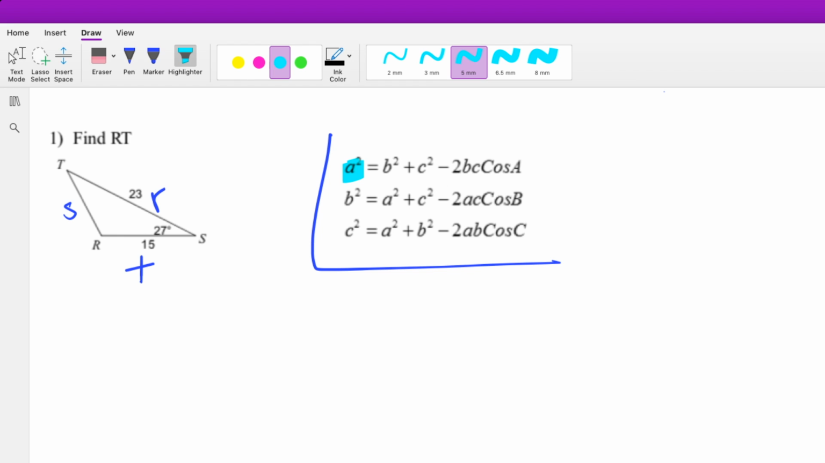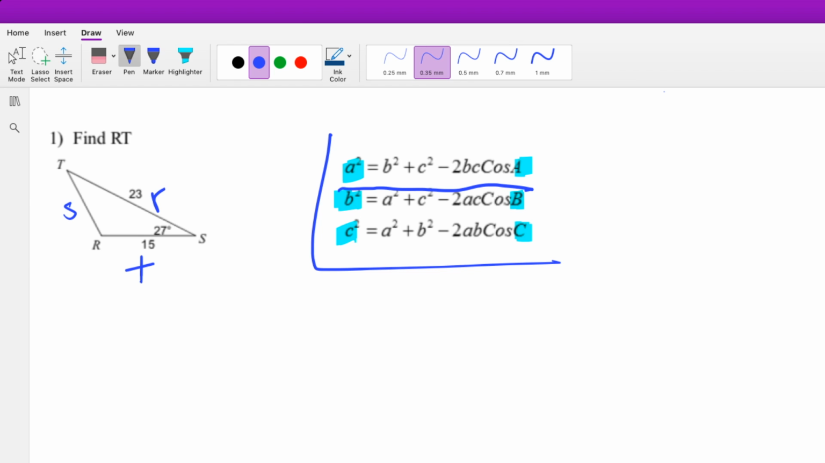So here we see an A, and at the end we see an A. Here's a B, here's a B. Here's a C, here's a C. So what does that mean? That means as long as you memorize one of these, and then you have the letter you have in the front also at the end, you're going to be getting the problem right.